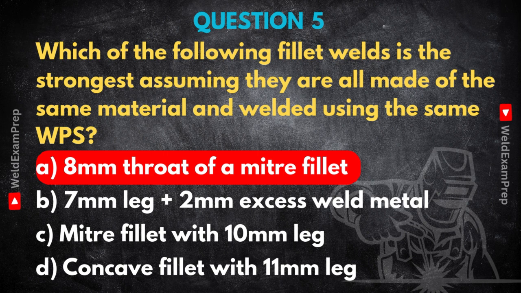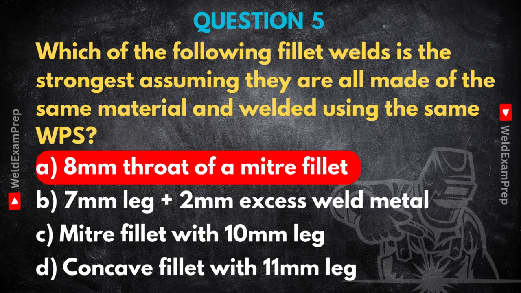The throat is the shortest distance from the root of the weld to its face, or, more precisely, to a line drawn between the two toes. That's the dimension that carries the load, that experiences the highest stress. So if you're explicitly told you have an 8mm throat, that guarantees the most load-bearing material in that critical area compared to the other options. Okay, that's clear.